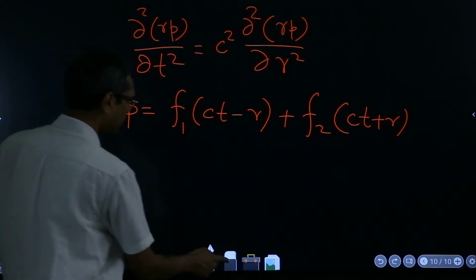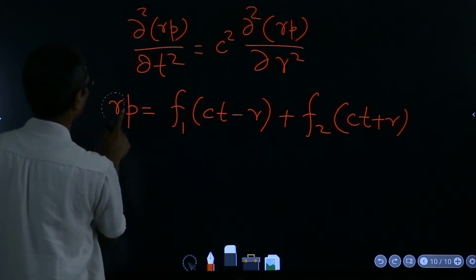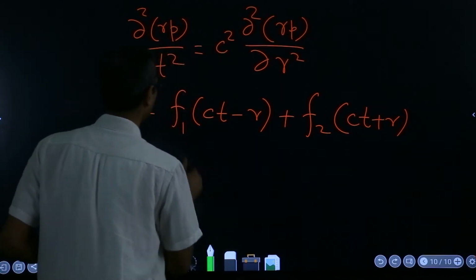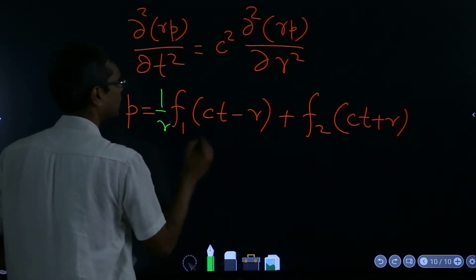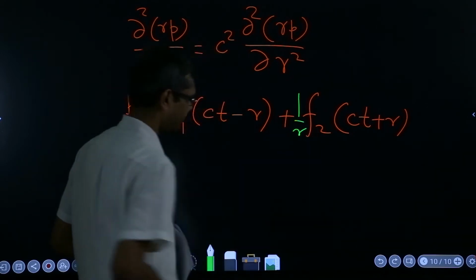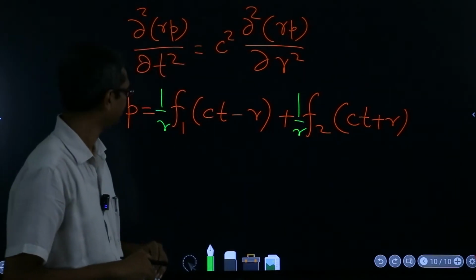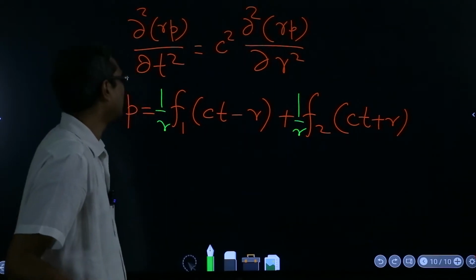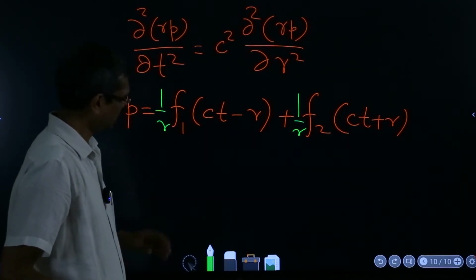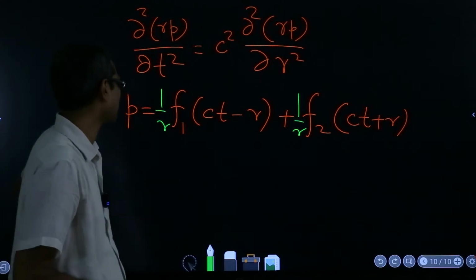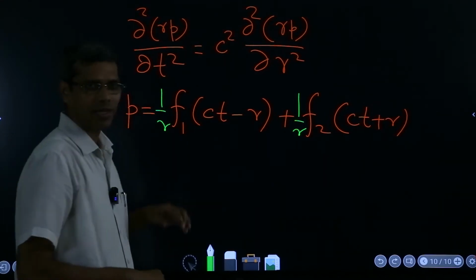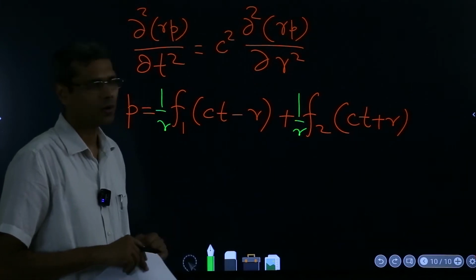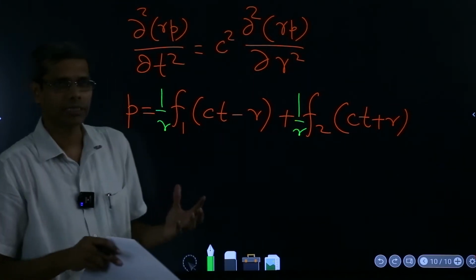And so from here we can actually write it like this. This r we can multiply over here. Fine. Now what it tells you is there can never be a physical source of zero size.